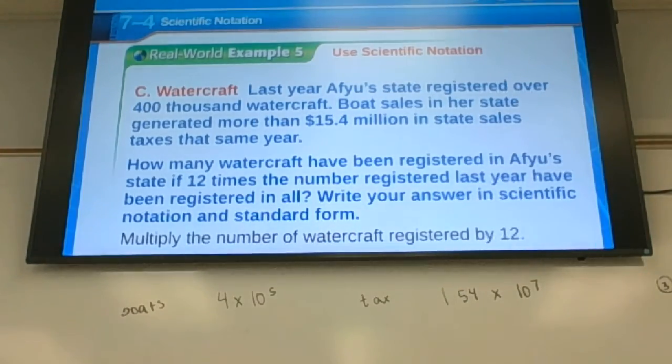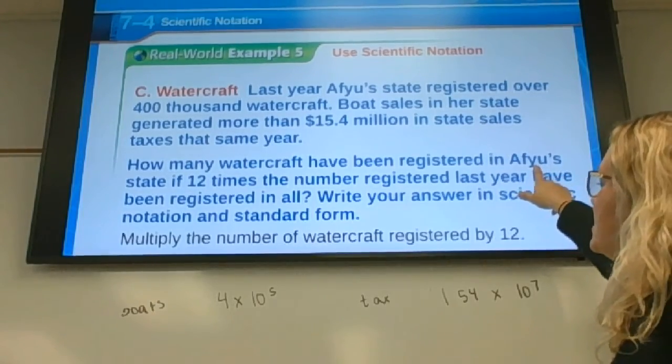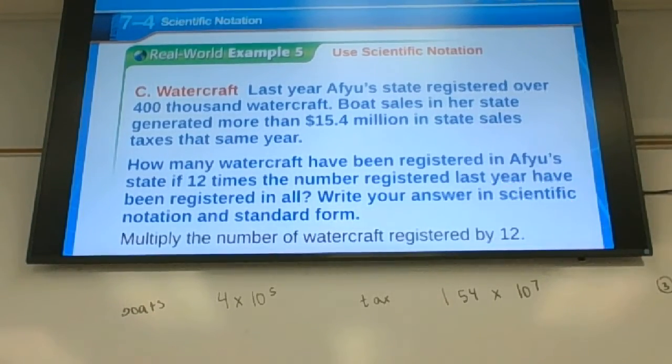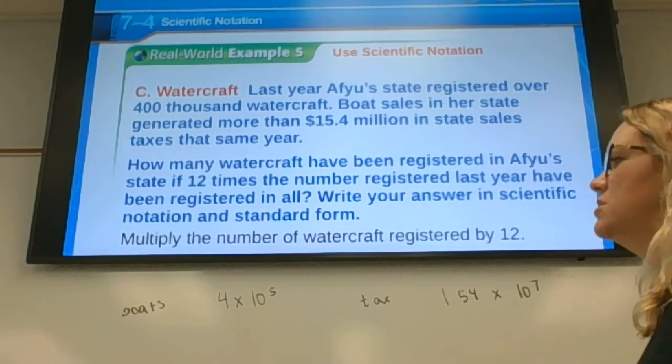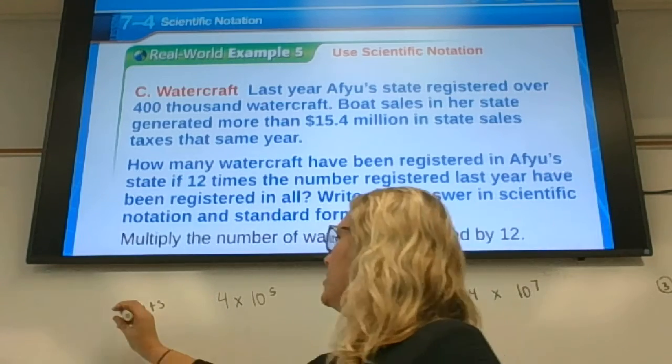How many watercraft have been registered in a state if 12 times the number registered last year have been registered in all? Write your answer in scientific notation and standard form. Go ahead, Libby. Ready, go. Do the problem. Read it in your head and do it. Quietly do the problem.